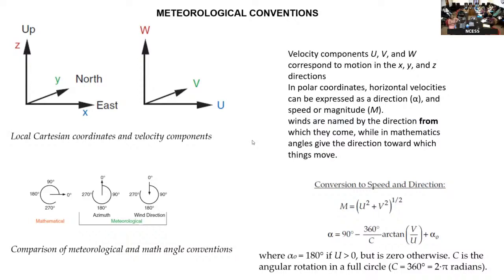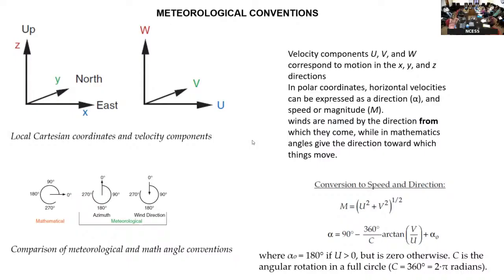When converting these to polar coordinates, we can use the equation given there. The magnitude M is equal to the square root of u squared plus v squared, and the direction we can compute using the other equation.